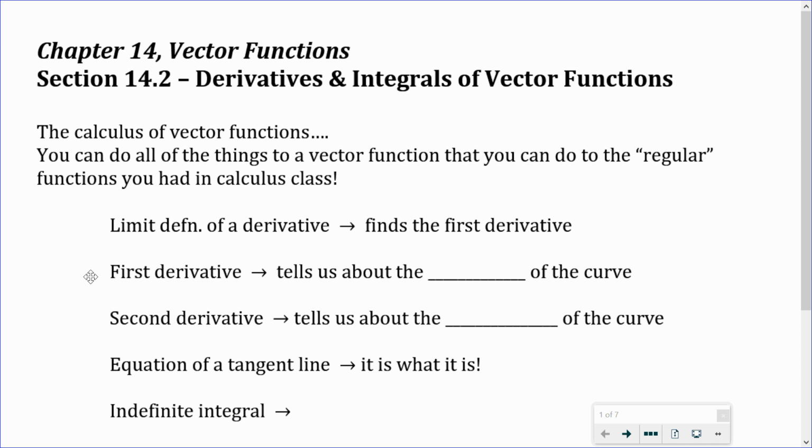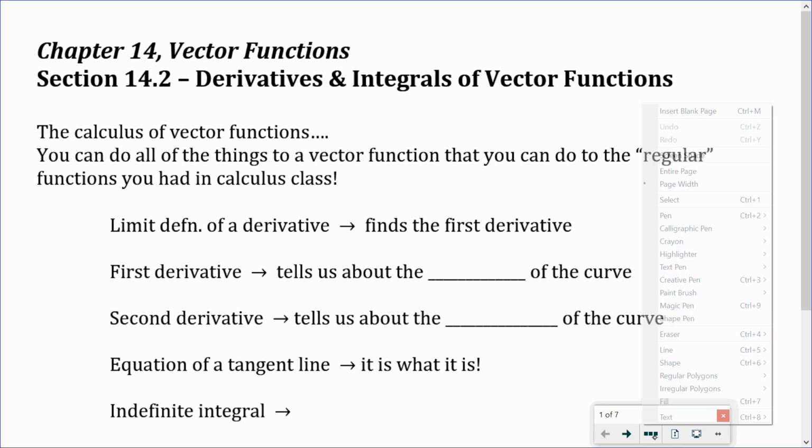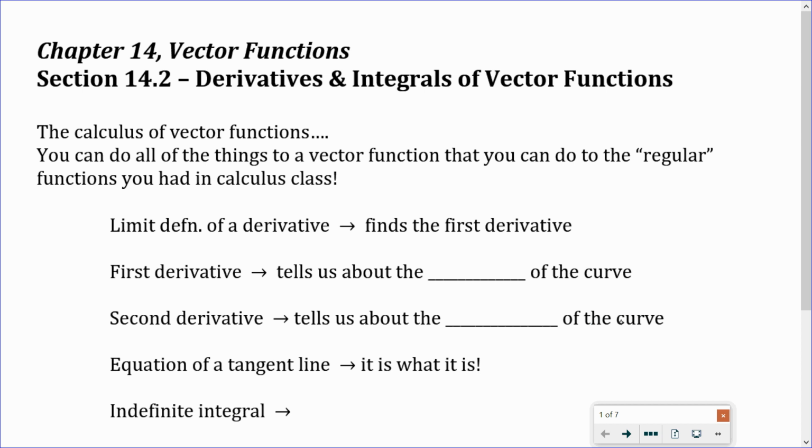So, you guys know your limit definition of a derivative. So we're doing calculus with all these things here. Limit definition of a derivative, find the first derivatives, like f of x plus h minus f of x, that thing over h. All right, what does the first derivative tell you about a curve? Rate of change, the slope of the tangent line, the velocity.